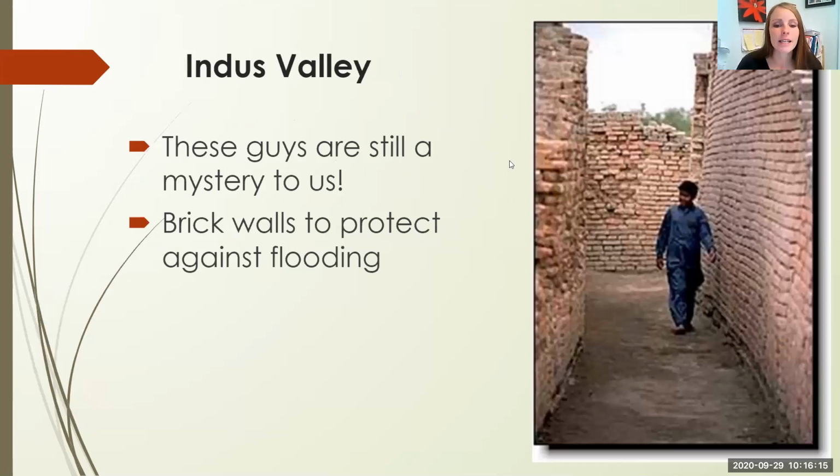The Indus Valley civilization. These guys are still pretty much a mystery to us. We don't know a lot about these guys. But one thing that we do know was an awesome invention or technology they had. You can see right here, they built brick walls. And they did that to protect against flooding because they had low elevation. So that's kind of a cool invention that they had, the brick walls.